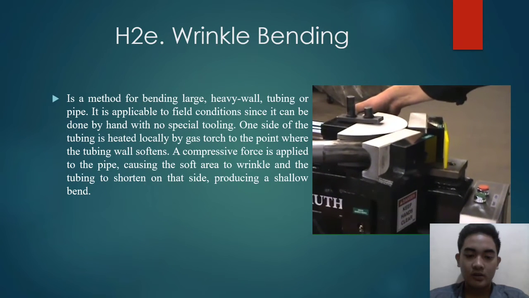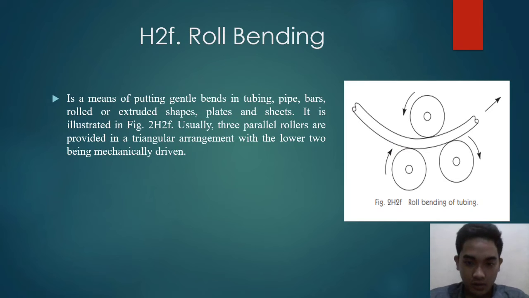Okay. Next, roll bending. It is a means of putting gentle bends in tubing, pipe, rolled and extruded shapes, plates, and sheets. This is a picture of our roll bending. This is a material roller.